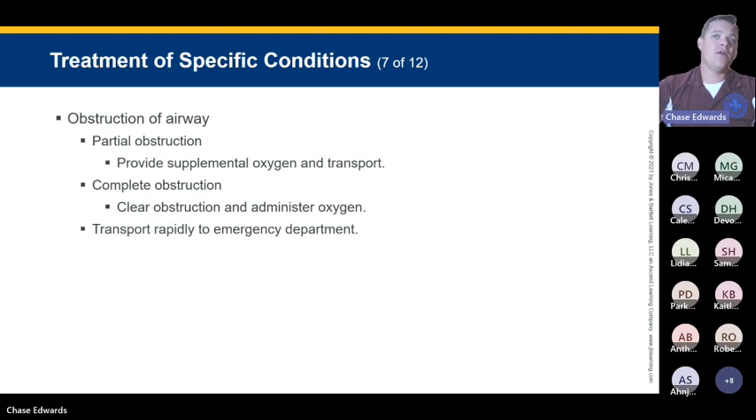All right, obstruction of the airway. Partial obstruction of the airway: provide supplemental oxygen and support. Complete obstruction of the airway: you want to clear the obstruction, and administer oxygen if you can. No blind finger sweeps, right? And transport rapidly to the emergency department if you can clear it.